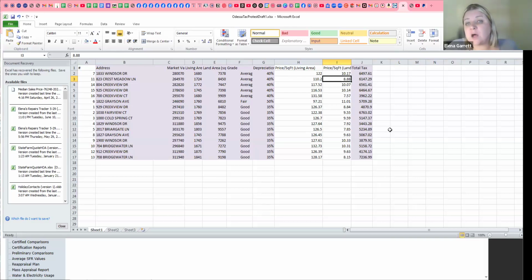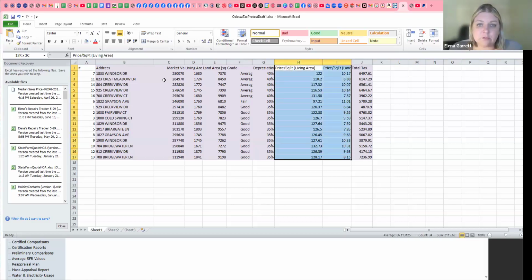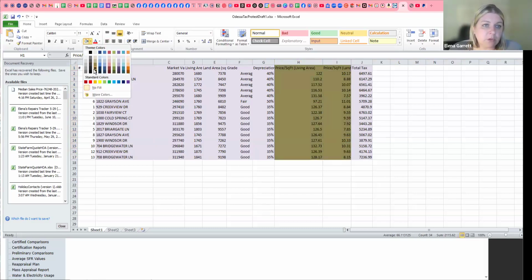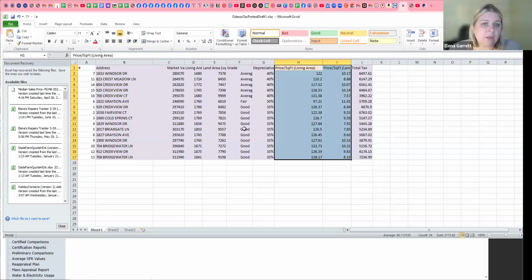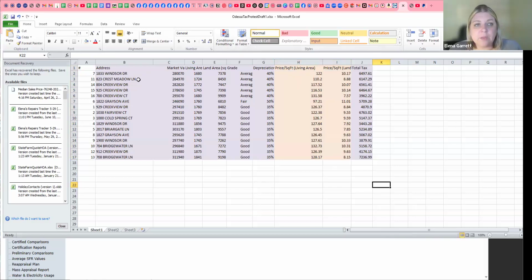How much should they be valued at? So this is the area in light lilac, or light purple, whatever that color is, is what I collected from the appraisal district itself, and the area in light yellow is what I calculated.